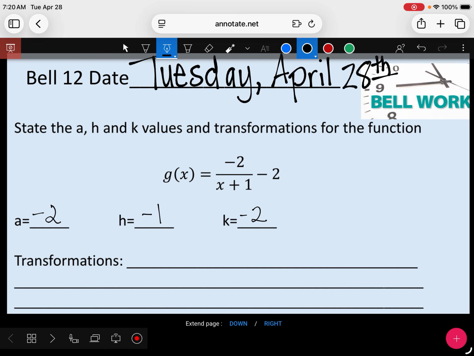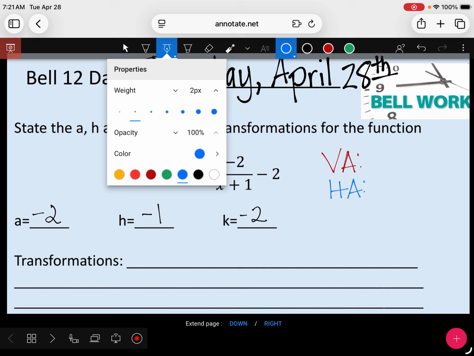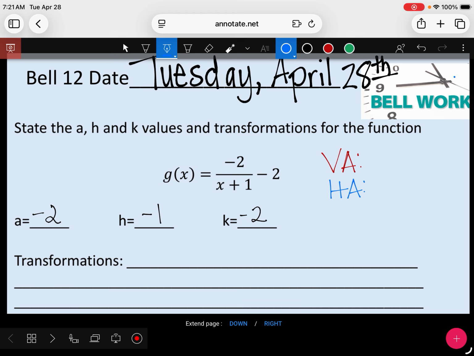Now, even though it didn't ask us to write this out, off to the side, let's write the equation for our vertical asymptote and our horizontal asymptote. All right, so the vertical asymptote is always going to be at x equals what? Which one do I use for the vertical asymptote? H. So it would be x equals -1. That's if we had to graph it. We're not graphing it. My horizontal asymptote would be at y equals what? -2 because of the k value.